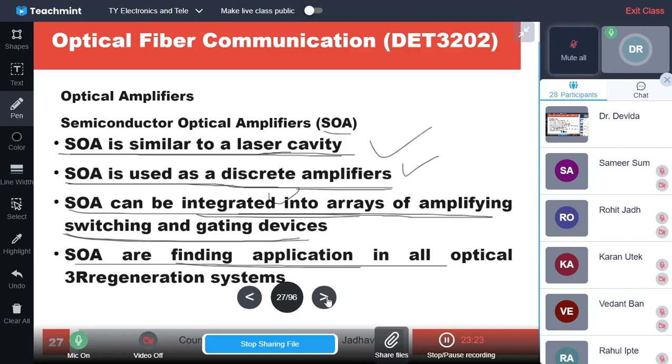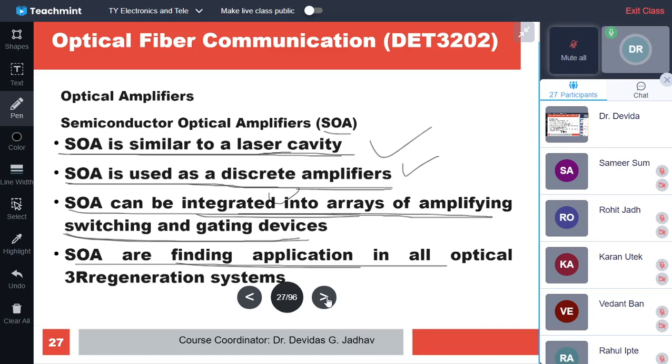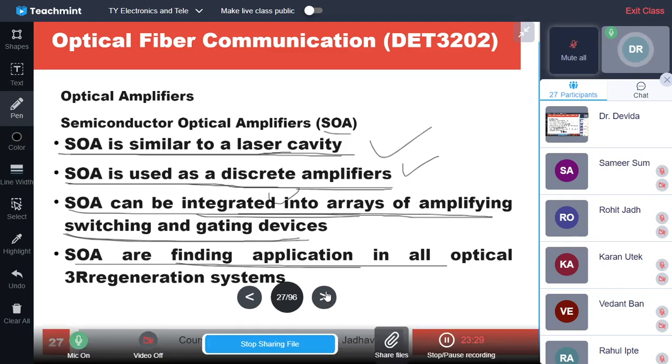Okay, so to amplify the weak signal into a better, strong signal in the regeneration systems. We have discussed this regeneration many times.